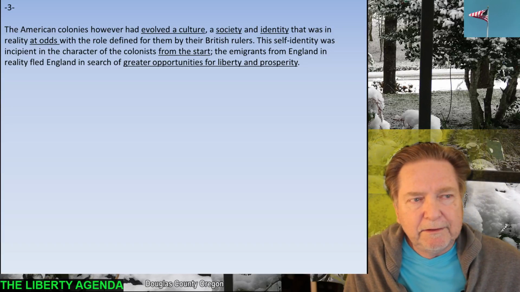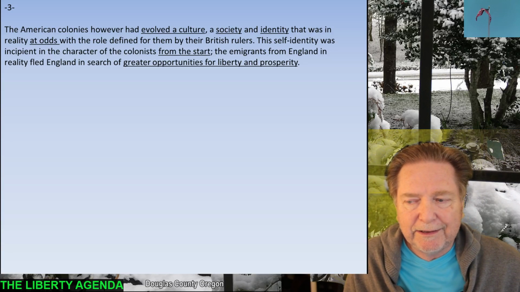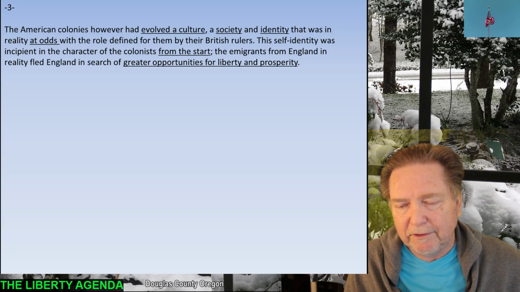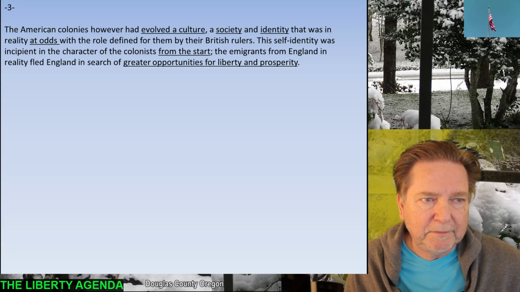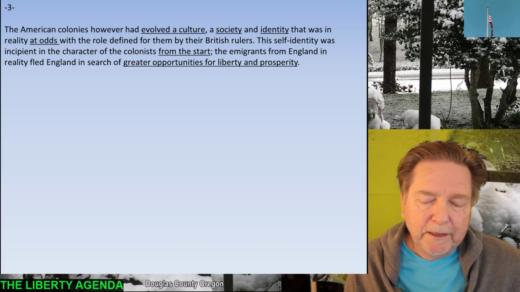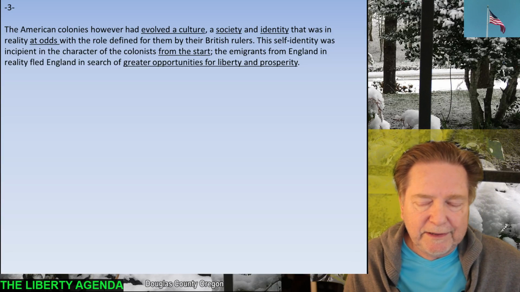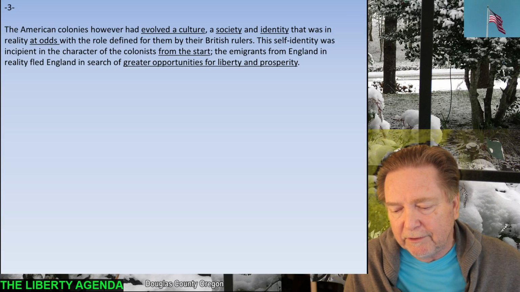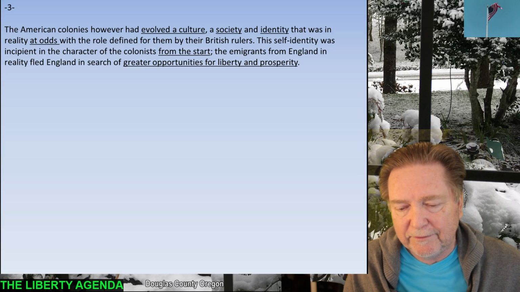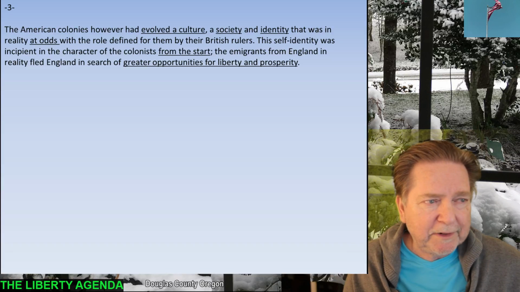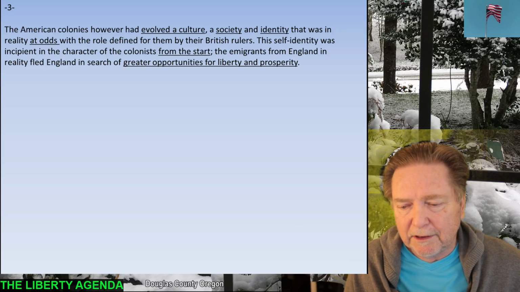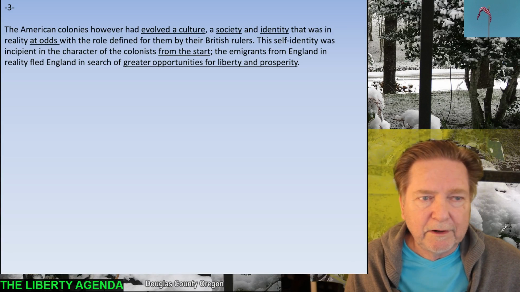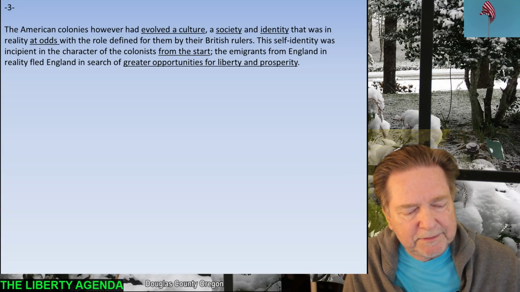And the American colonies, however, evolved a culture, a society, and an identity that was really at odds with the role defined for them under the theory of empire that they lived by under their British rulers. As I mentioned earlier, this self-identity was based on freedom and on the social compact that was not formally documented, but still people believed in the kind of freedom which came naturally. This was incipient in the colonists when they came to North America, looking for greater opportunities for liberty and prosperity.